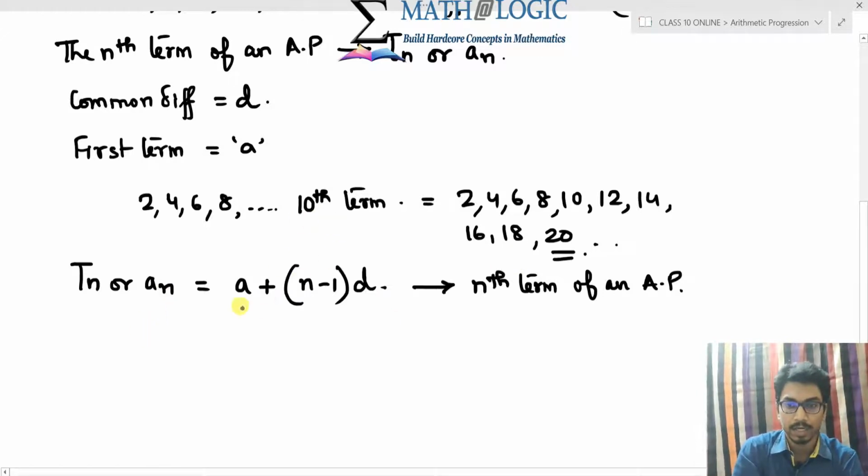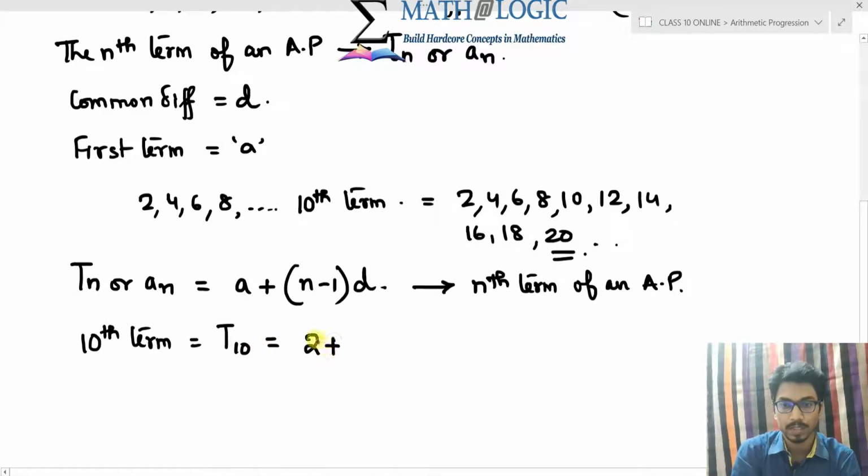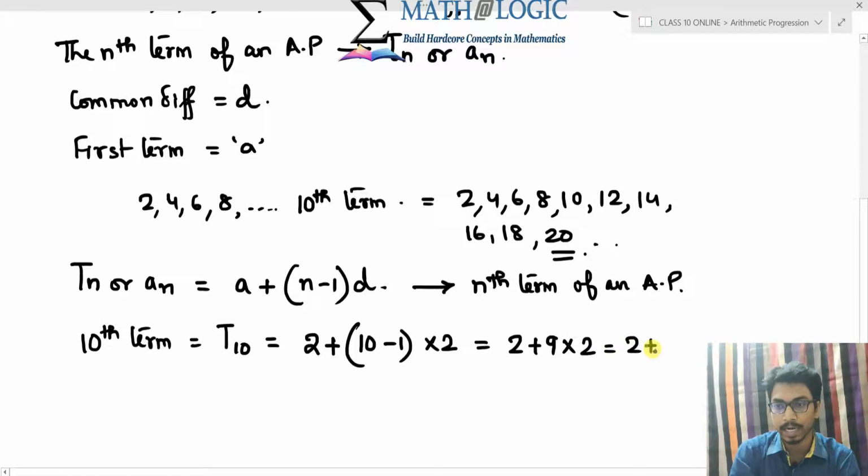So that means in this case also, see, the 10th term, you can say T10, is equal to A. What is A? First term, that means 2, plus n means the nth term, that is 10, minus 1 multiplied by D. What is D? 2. So that means it is equal to 2 plus 9 multiplied by 2, which is 2 plus 18, means 20. Am I clear with this? So for the same series, you try to find out the 50th term.